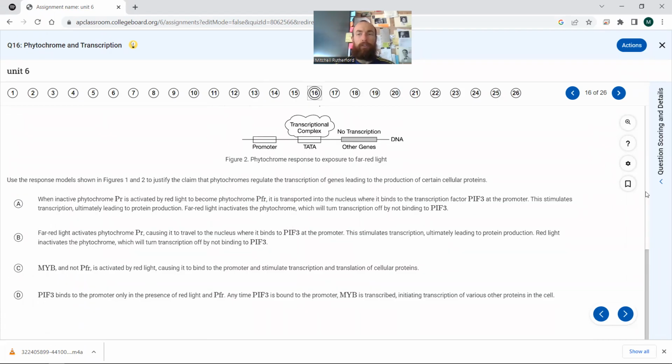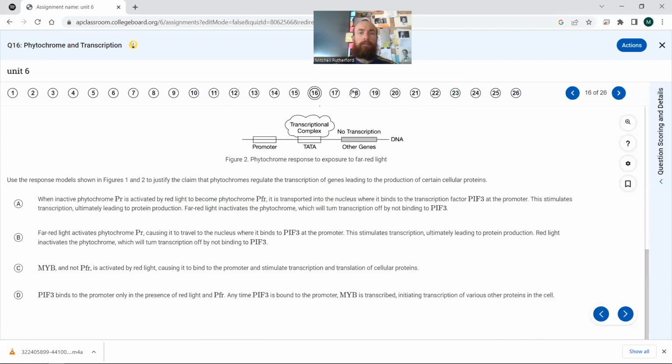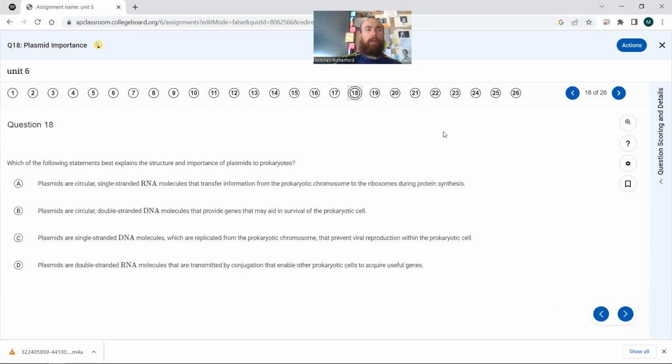So A is really strong. Okay, cool. A toughie that we can work through. Now an easy. So I'm just going straight to the answers. Plasmids are circular. Plasmids are single-stranded. This is a memorization thing. Plasmids are circular. That's how bacteria keep their DNA, prokaryotes, circular.